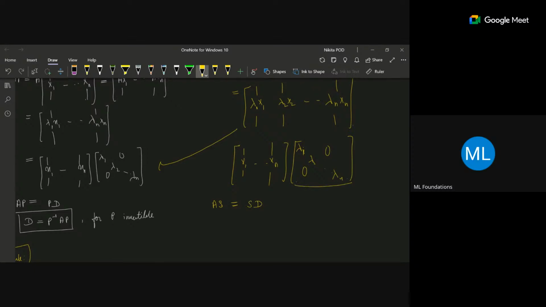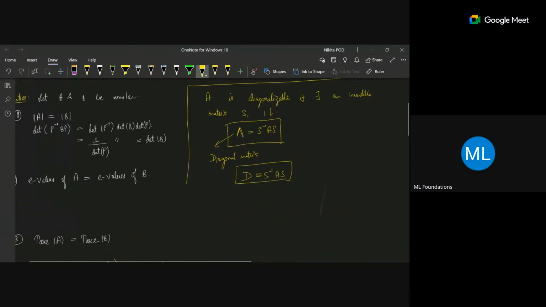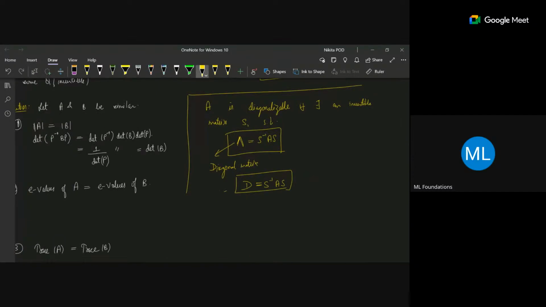So you can get D to be S inverse AS, and you can write this only when S is invertible. If S is invertible, S inverse exists, so you can multiply S inverse on both sides, so S inverse AS turns out to be S inverse SD, and this is nothing but the identity matrix times D, so your D turns out to be S inverse AS. This is how we get this definition.